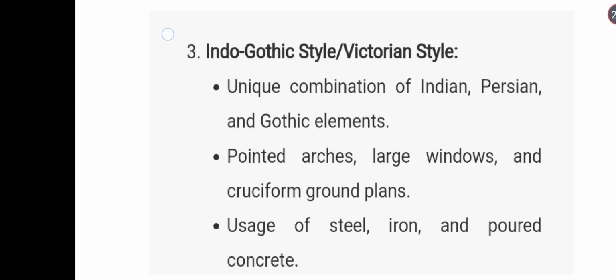I think it is a very important topic and an important point in colonial architecture in India. I think you have understood it very well.